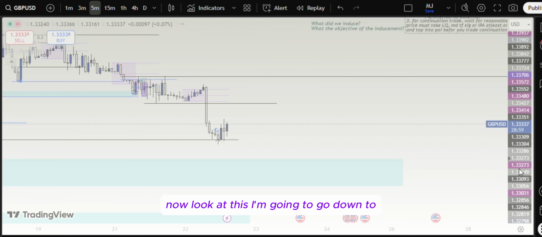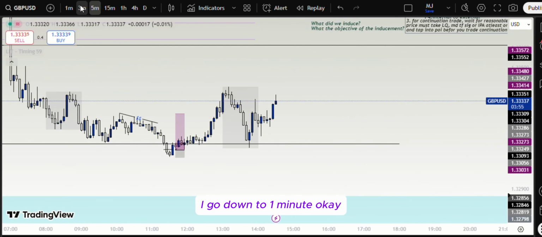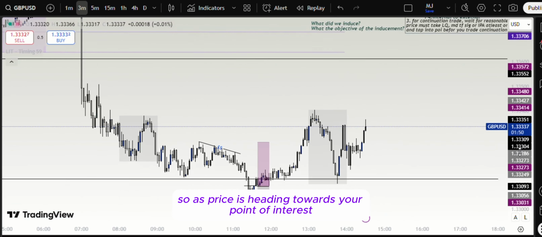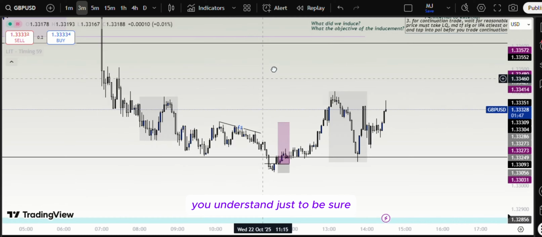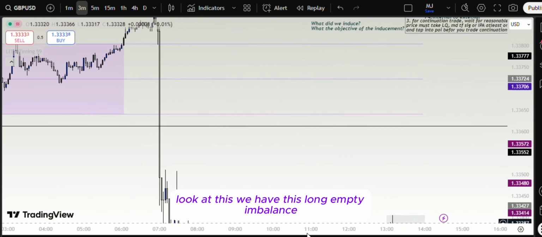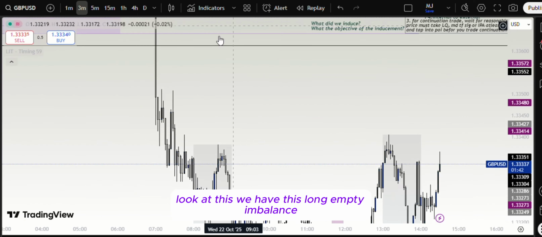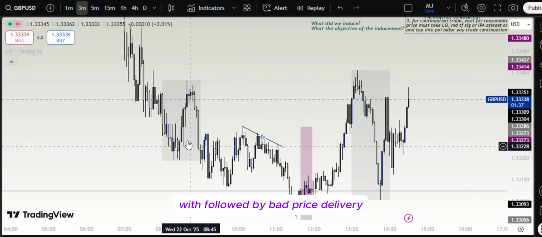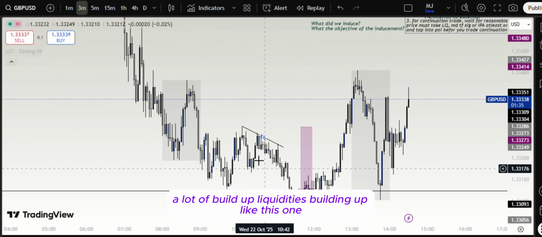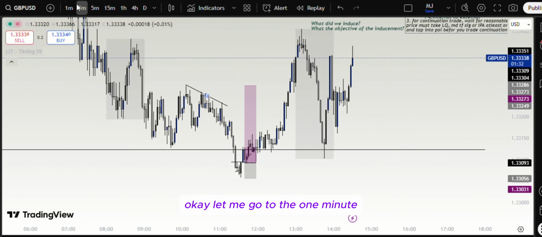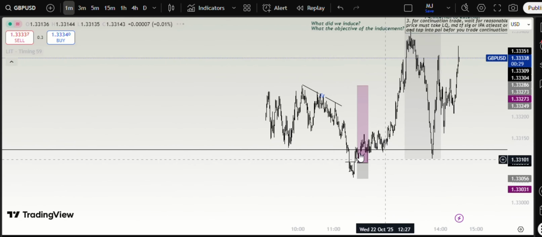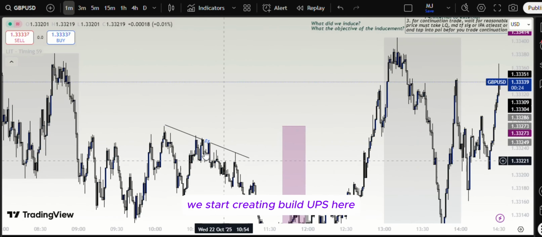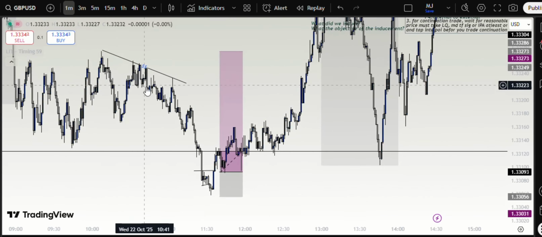Good. Now look at this. I'll go down to 1 minute, okay? So as price is heading towards your point of interest, you understand, just to be sure, you look at the price delivery, look at this. We have this long empty imbalance followed by bad price delivery. Okay, we have build up, a lot of build up, liquidity is building up like this one. Okay, let me go to the 1 minute because this trade I picked it on the 1 minute. Okay, so we start creating build ups here, build ups.